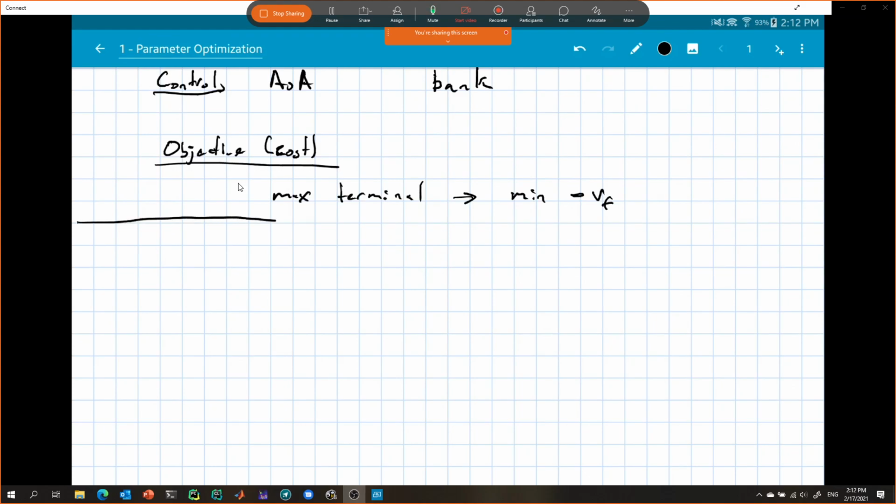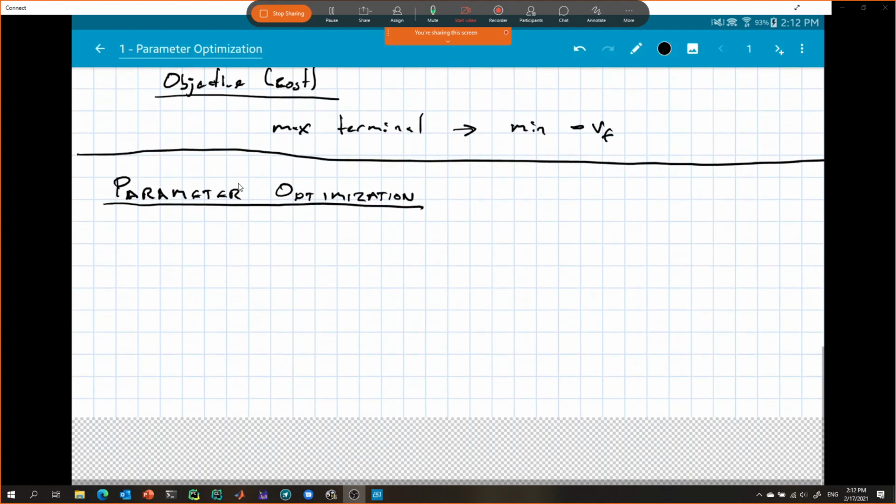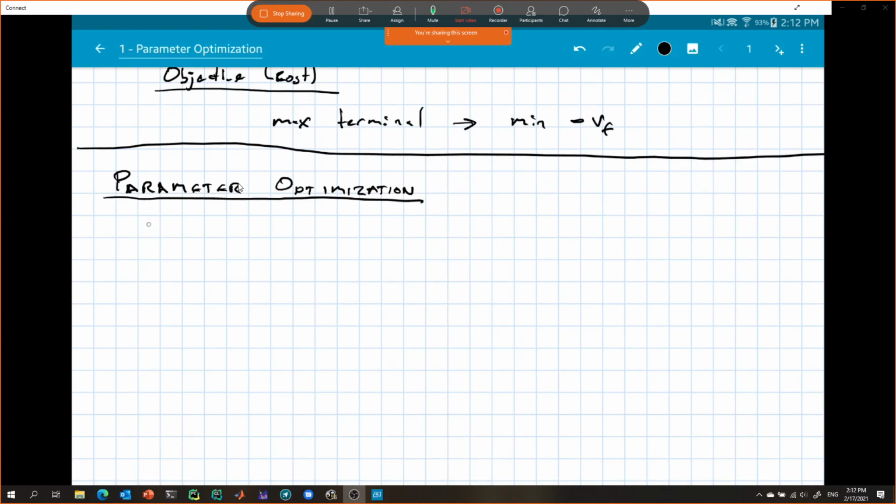Okay, so now to the really fun part, kind of kidding, but the parameter optimization. So this is where we're going to start. Instead of that super complex problem, we're going to start with parameter optimization, which is non-dynamic. By that I mean everything is at a fixed time and everything's discrete. The most basic class of these optimization problems. Sorry, my handwriting's getting a little sloppy.